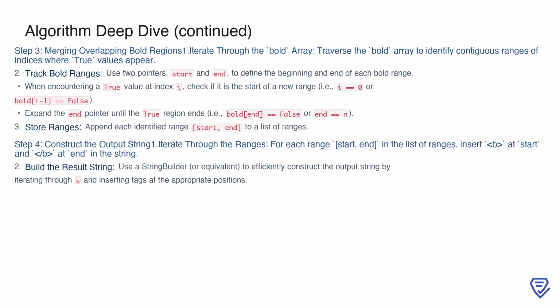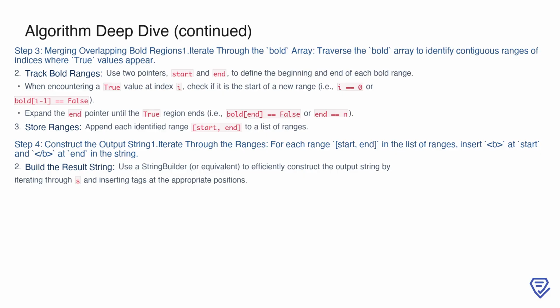We do this by iterating through the bold array to identify ranges of true values. These ranges correspond to the segments of the string that need to be bolded. To track these regions, we use two pointers, start and end. When we encounter a true value, we check if it marks the beginning of a new bold region, for instance, when the previous value in the array was false. We then expand the end pointer until the true values stop, effectively capturing the entire bold region. Each identified range is stored as a pair of indices, start and end, in a list of ranges.